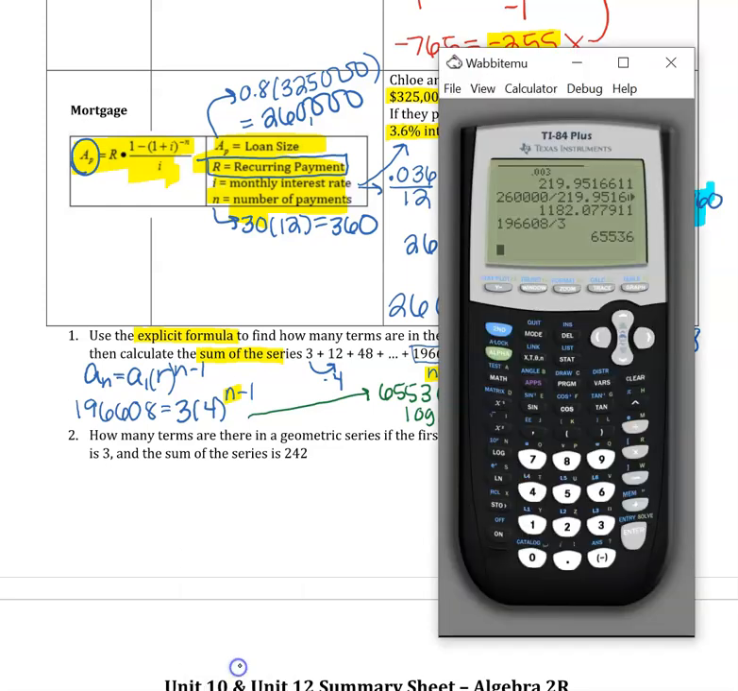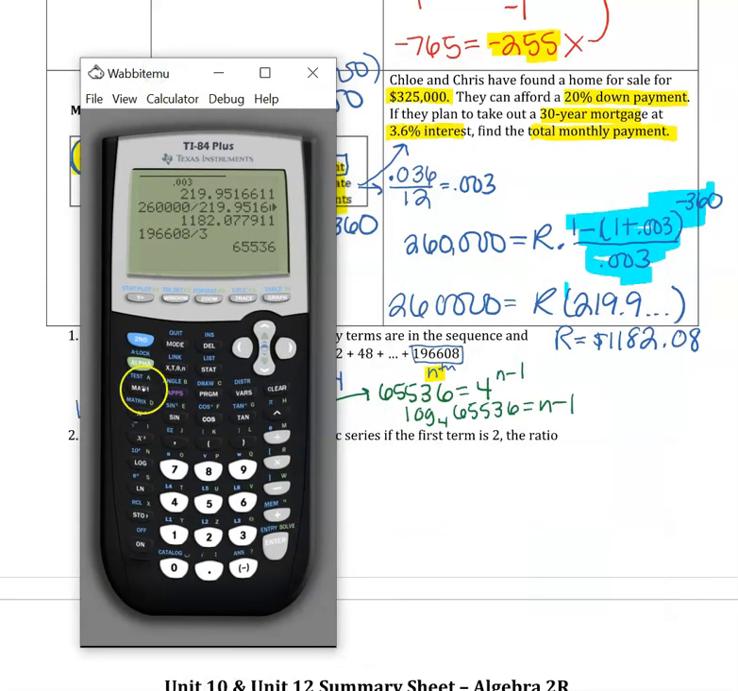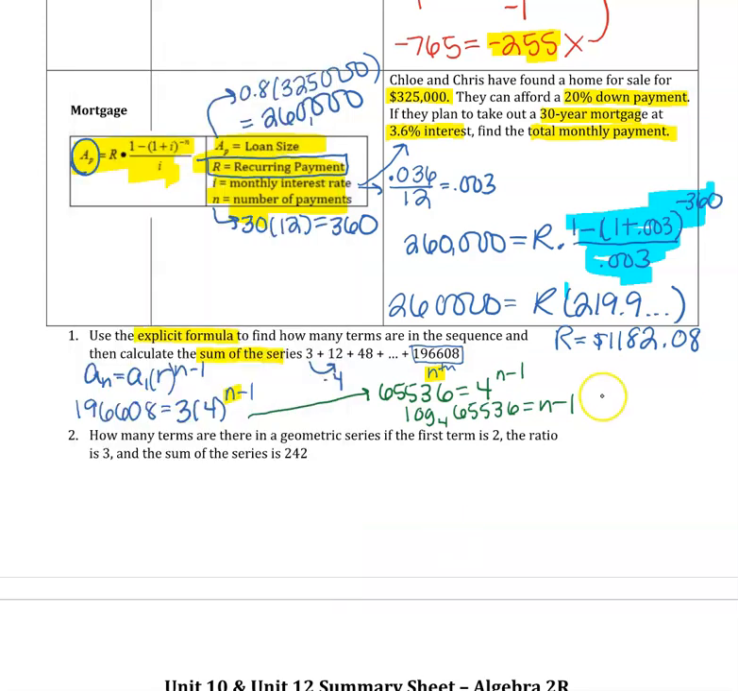So let me grab my calculator. Math, alpha, math, 4. And I'm going to go up and copy paste that. That works out nicely to an 8. So that means I must have 9 terms in the sequence.